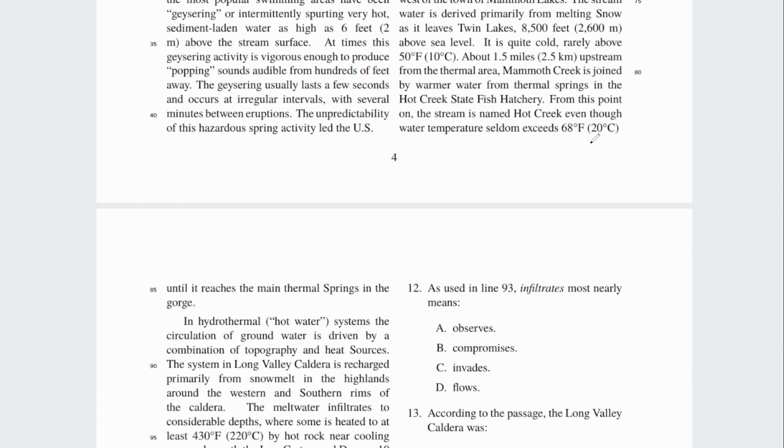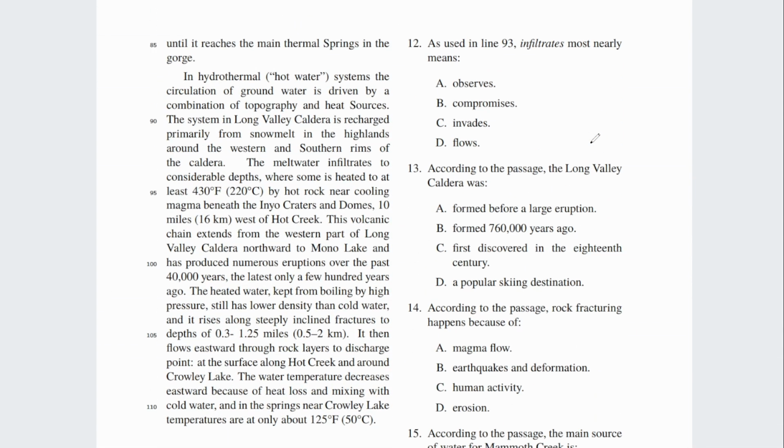For a vocabulary question. Line 93, if we can just find it. Here it is. The meltwater infiltrates to considerable depths, where some is heated to at least 430 degrees Fahrenheit. Okay, infiltrates. Well, obviously we have some answers like observes, right? The meltwater, this water cannot observe anything. That doesn't make any sense.